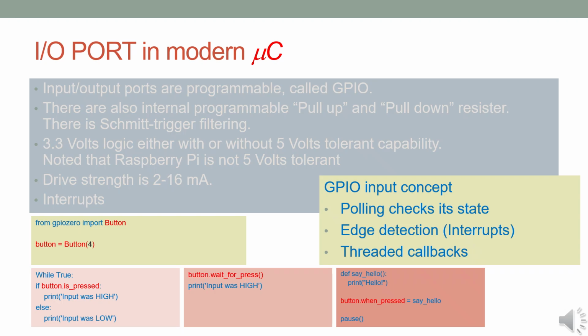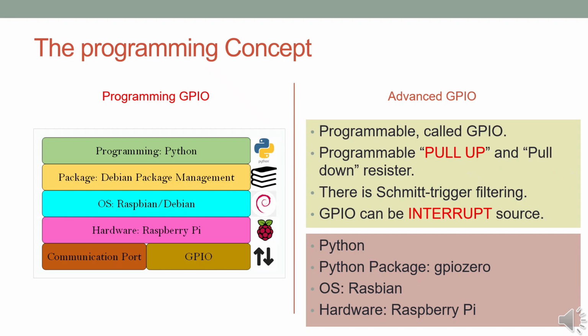In traditional microcontroller programming, setting up interrupts can be complex. However, gpiozero makes it simple by handling the interrupt mechanism behind the scenes. What about earlier versions of the Raspberry Pi? Let's return to the diagram and take a closer look.